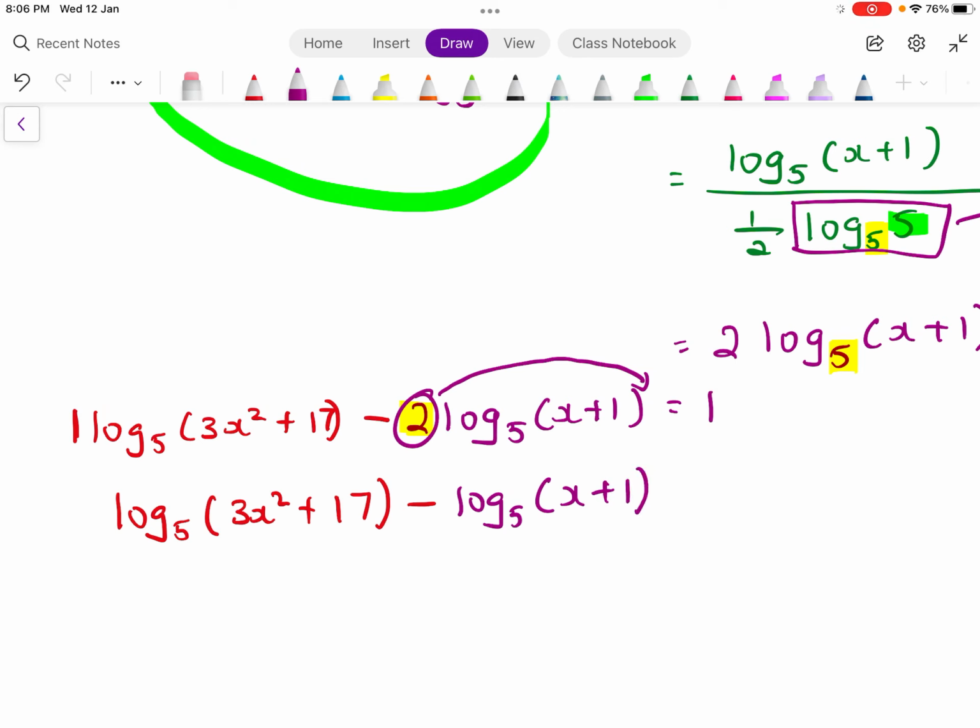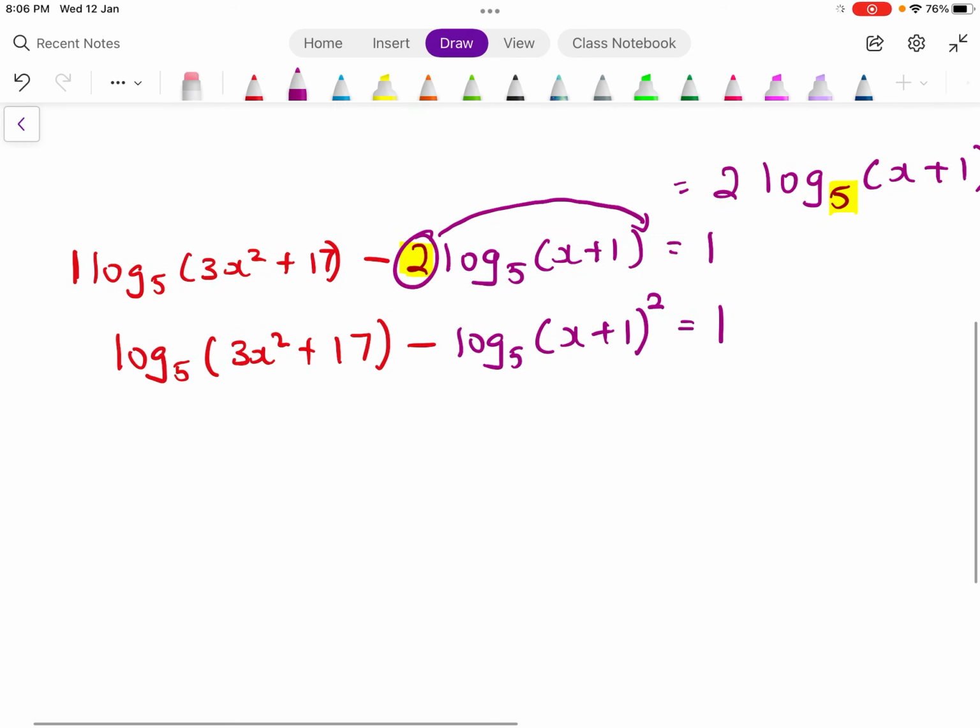Now of course the 2, you put it as a power here, equal to positive 1. Okay, of course now we need to apply the most important rule in the logarithm. You'll notice that now there's a minus sign in between. Every time you think of minus, you think of divide. Every time you see plus, you think of multiply, something like your indices.